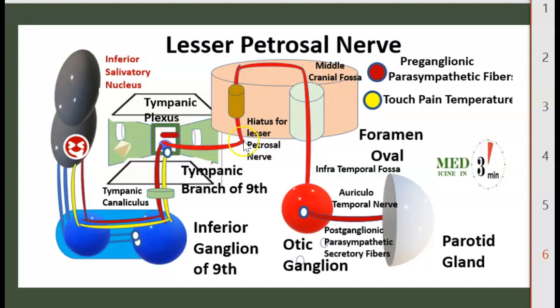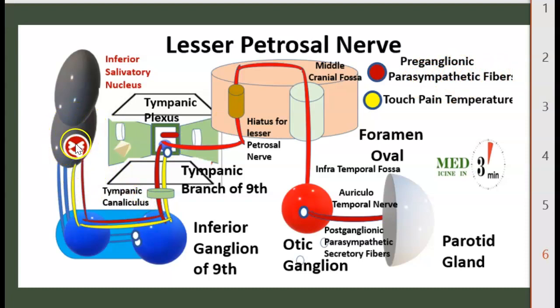Fibers go through the hiatus for the lesser petrosal nerve, and they go to the middle cranial fossa to jump into the foramen ovale, and they reach the otic ganglion before giving postganglionic parasympathetic secretory fibers to the parotid gland. The yellow is touch, pain, and temperature, and the red ones are preganglionic parasympathetic fibers.